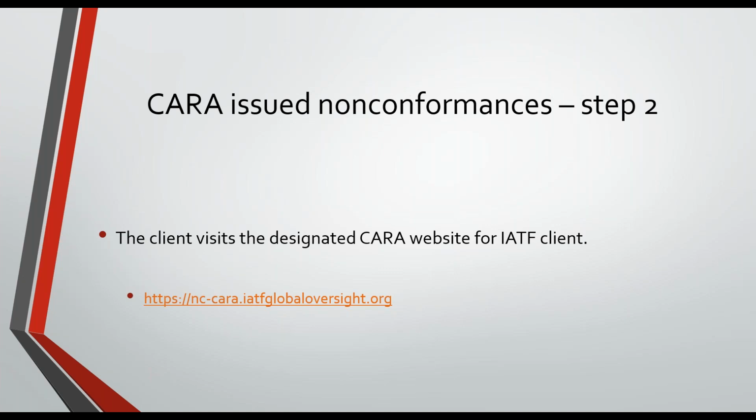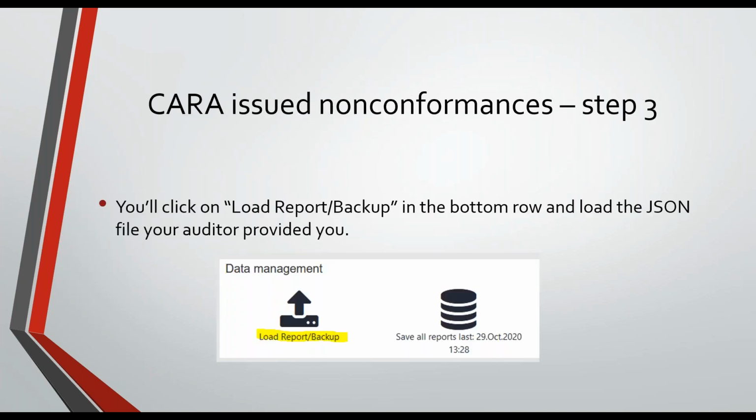From there, once you have your JSON file, you need to go to the designated CARA website for the IATF clients, and that is nc-cara.iatfglobaloversight.org. Once you're there, you'll click on the Load Report or Backup button in the bottom row, and I've got it pictured for you here, and you will load the JSON file that your auditor provided you.